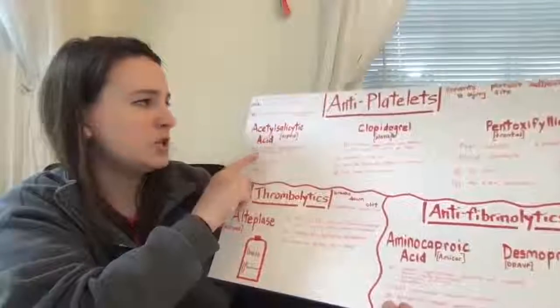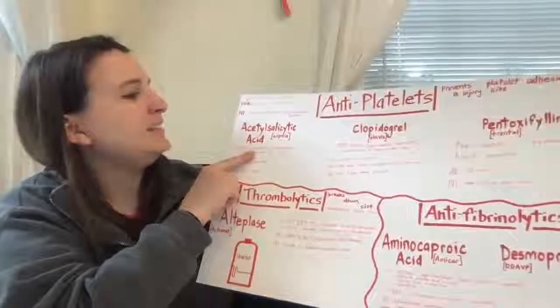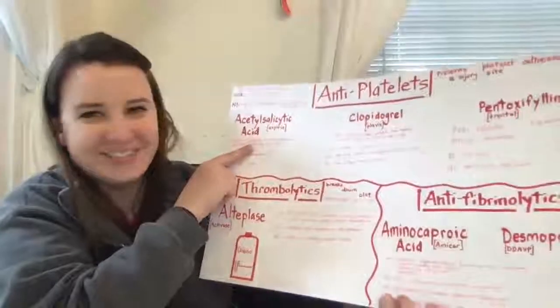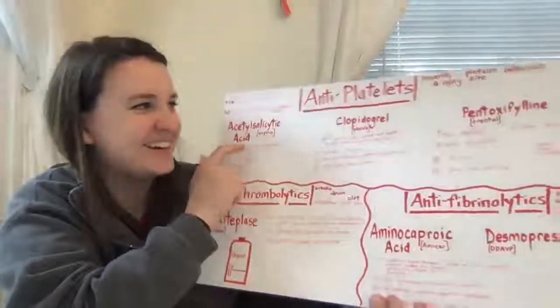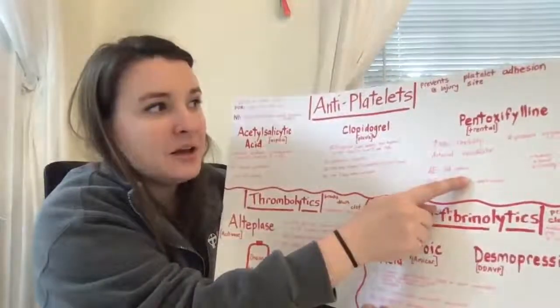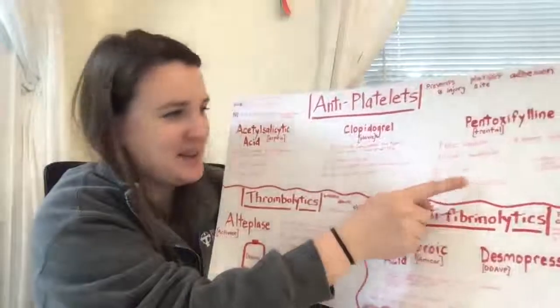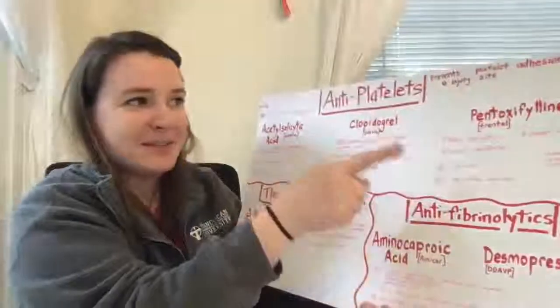So the three different drugs we have here are acetylsalicylic acid, which is aspirin, clopidogrel, which is Plavix, and pentoxifylline. Trental is the brand name. So aspirin, Plavix, and Trental.